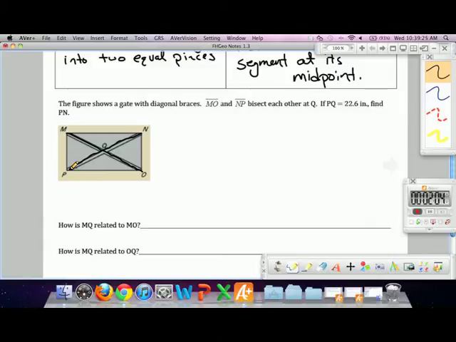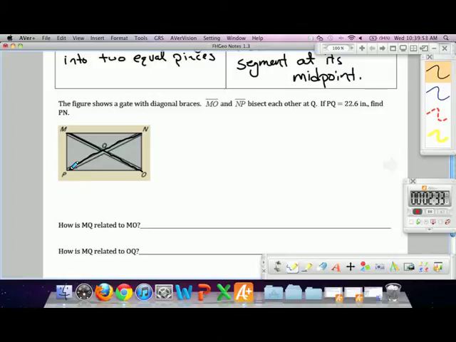What does this tell us about each of the four smaller pieces that have been made? How do those things relate to each other? They're all equal. Not necessarily that this segment is equal to this one; we don't know that fact yet. But we do know that this segment and this segment have to be the same, and that segment and that segment have to be the same. That's what's so nice about segment bisectors.